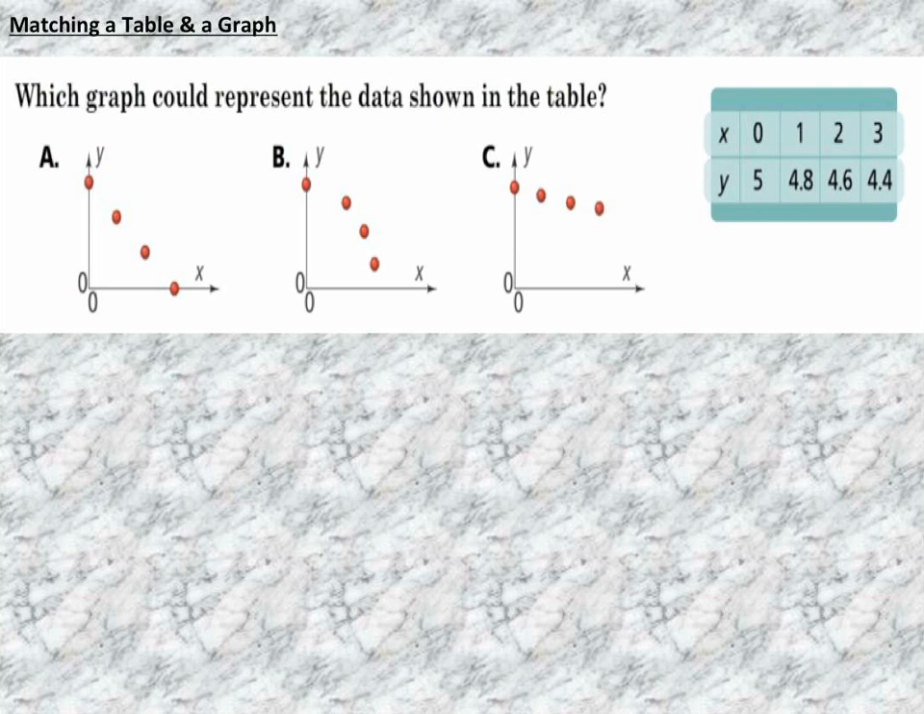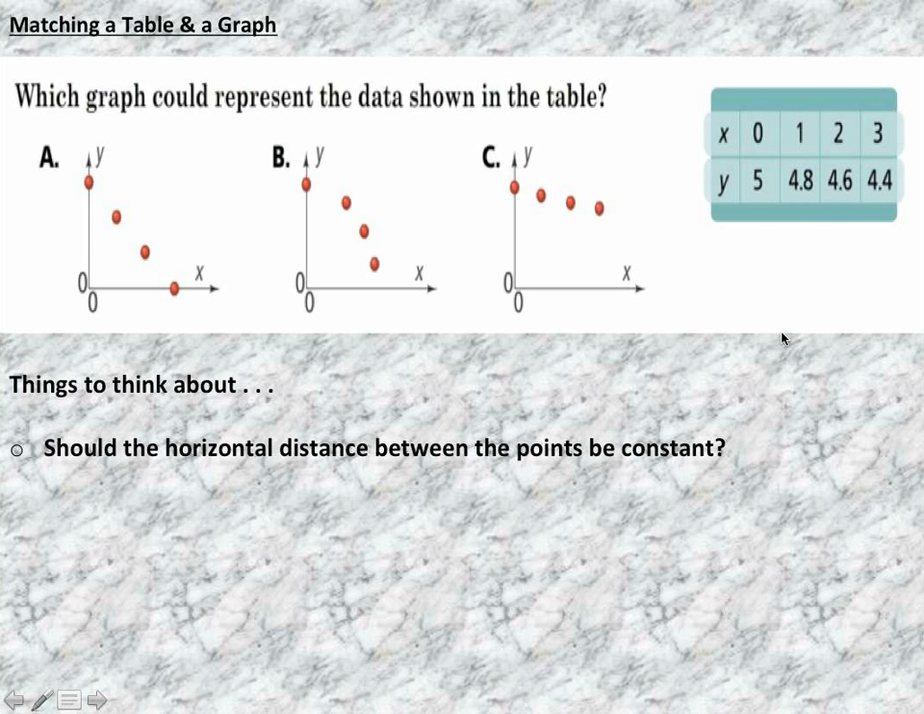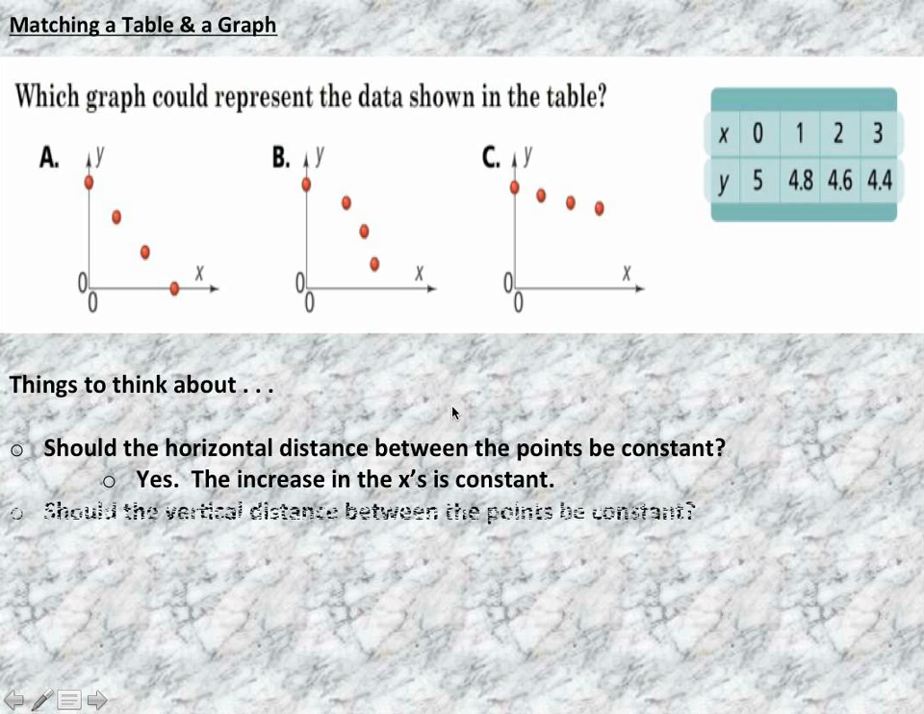Which graph could represent the data shown in the table? All right, so they gave me a table. Again, same kinds of things to think about. Should the horizontal distance be the same? And it's yes, because it goes 1, 2, 3. All right, so horizontal is your x's. So yes, it should. Vertically, should it stay the same?